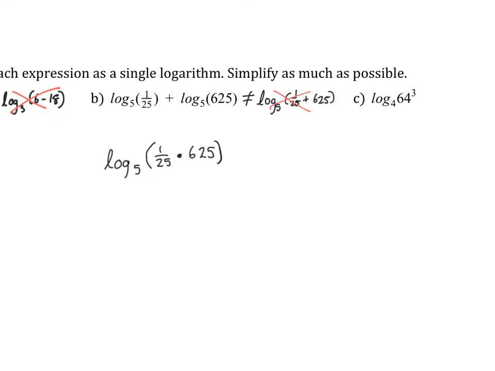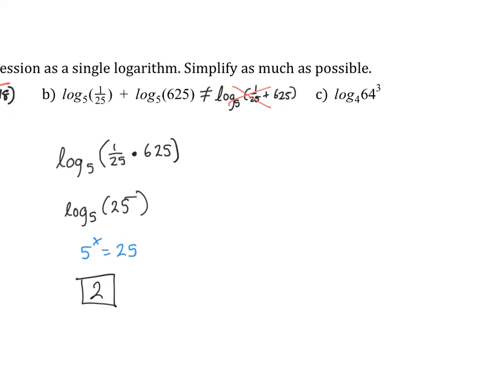All right, so now let's keep simplifying. 625 divided by 25 is 25. So we have log base 5 of 25, and this we can evaluate. So we say 5 to what power is 25? Oh, 5 squared. So this logarithm is equal to 2. Okay, let's look at this last example.